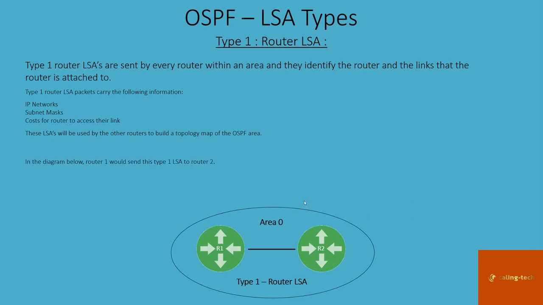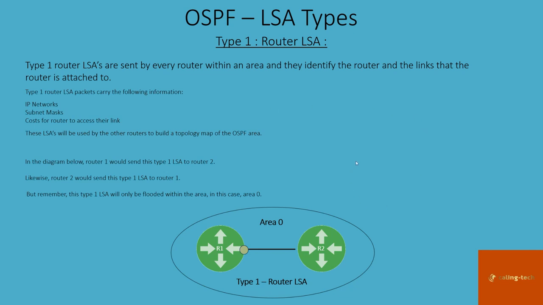So let's have a quick look at that. In the diagram below, as we see here, we have area 0. This is just one area, and we have two routers, router 1 and router 2. Router 1 would send this type 1 LSA to router 2, as we see. And likewise, router 2 would send this type 1 LSA to router 1. It's important to remember, as we've already mentioned, that this type 1 LSA will only be flooded within this area. And in this case, the area is area 0.